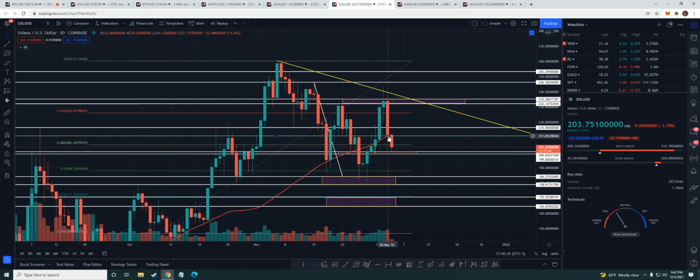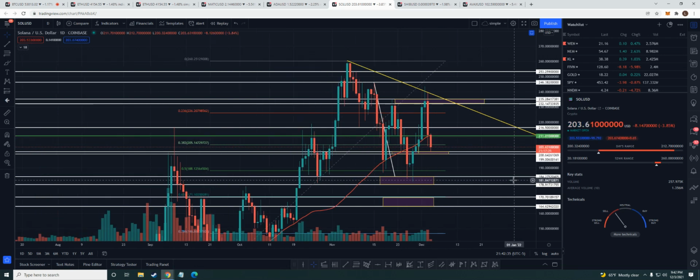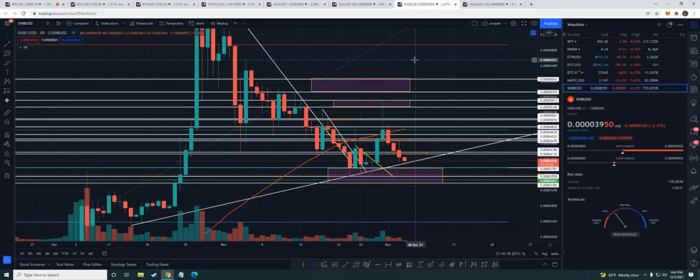I want to see us get back above this 50-day moving average, coming in right around $211 or $212. I do want to see a daily or 4 hour candle closing back above there for some more upside for Solana. So that's what I'm looking at. And then maybe a little resistance at $216. But let's see if we can get back above the 50-day. That's very important, okay? SHIB.